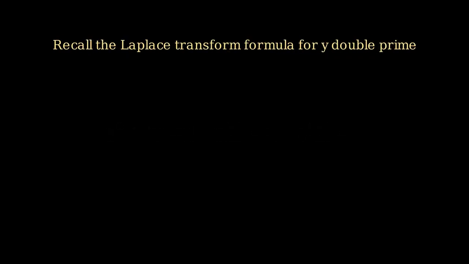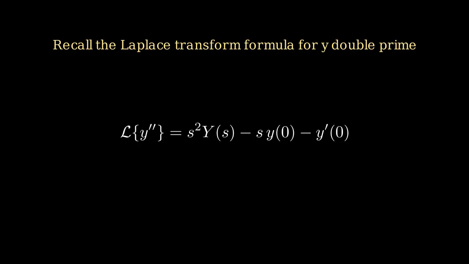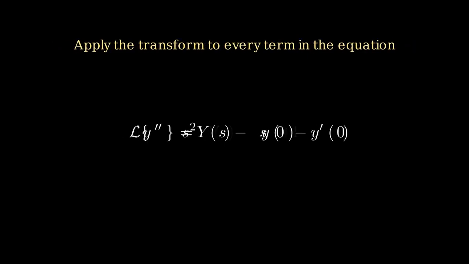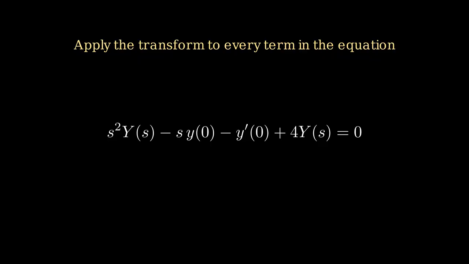Recall that the Laplace transform of y double prime is s squared times Y of s minus s times y of 0 minus the derivative of y at 0, where capital Y of s stands for the Laplace transform of y of t. Applying the Laplace transform to every term in the equation gives s squared times Y of s minus s times y of 0 minus the derivative of y at 0 plus 4 times Y of s equals 0.